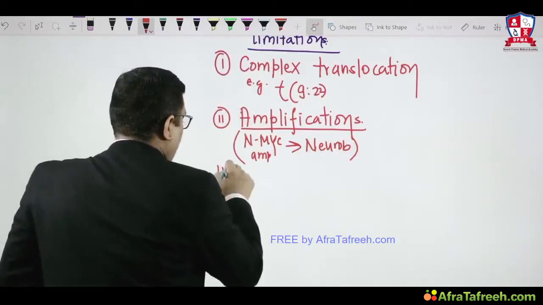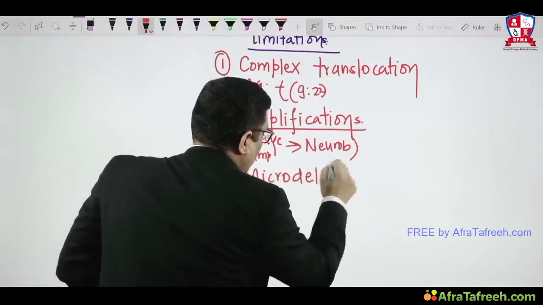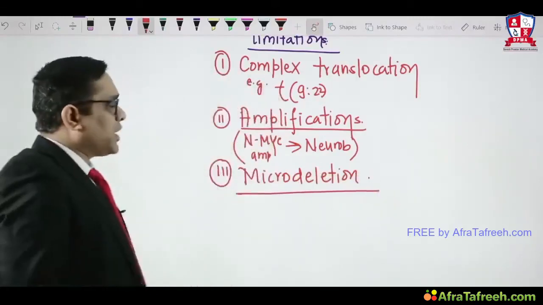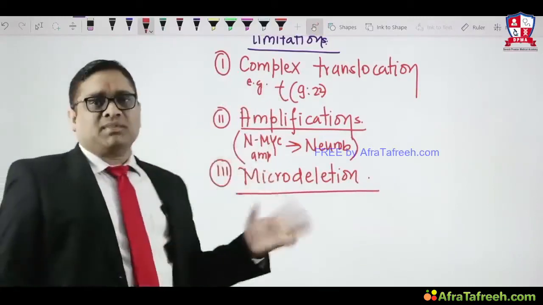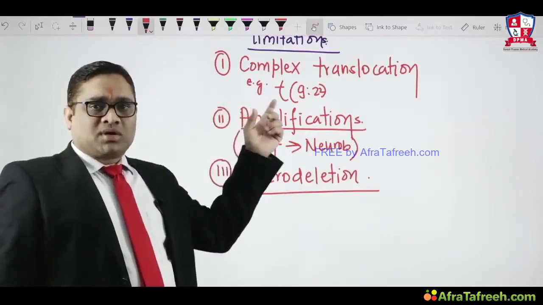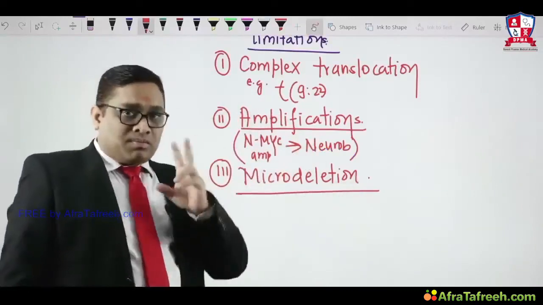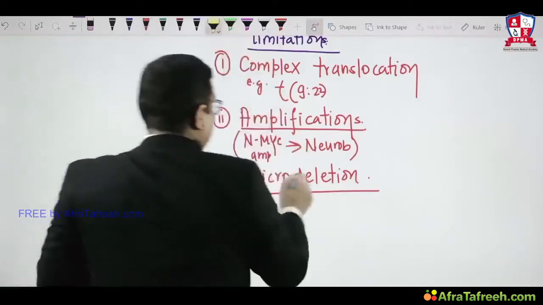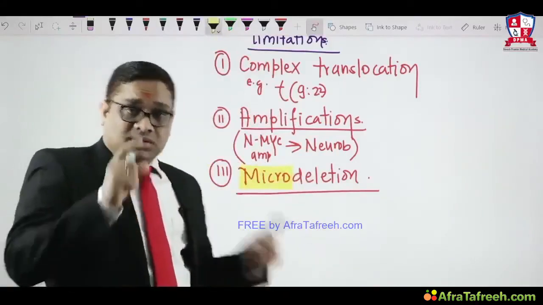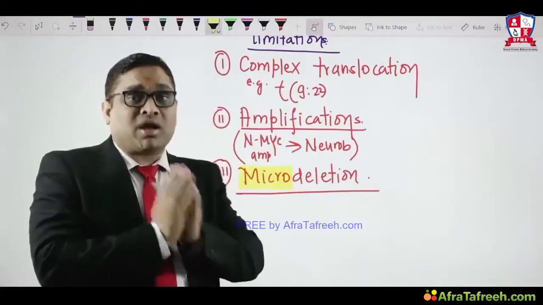And the third thing is microdeletions. Microdeletions cannot be detected by routine karyotyping. So these are the three basic limitations of routine karyotyping: it cannot detect complex translocation, amplification, or microdeletion. Mind the language: microdeletion cannot be detected, but deletion can be detected. Remember my words.